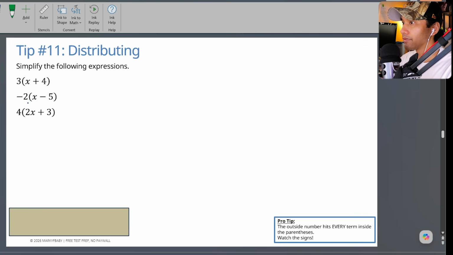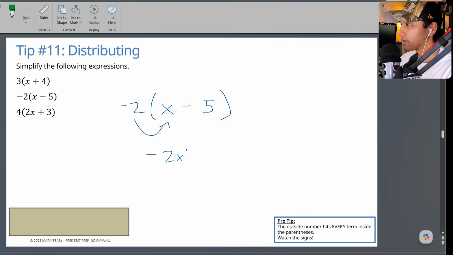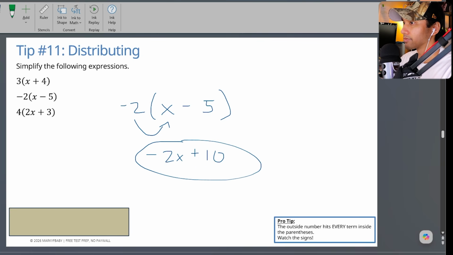Next, negative 2, and then x minus 5 in parentheses, okay? We're going to carry this negative when we distribute. So negative 2 times x equals negative 2x. Well, what about negative 2 times negative 5? Well, a negative times a negative equals a positive, all right? And it becomes positive 10. And that's our simplified expression right there, okay?